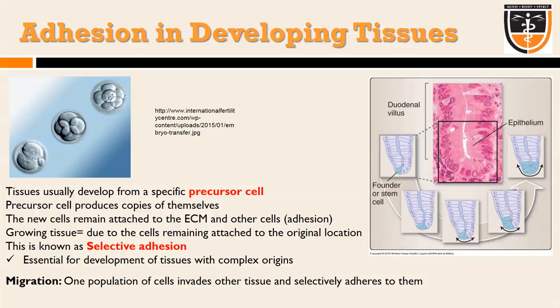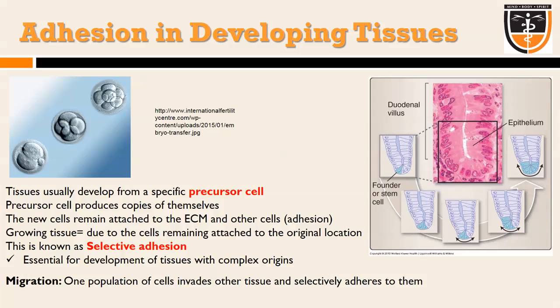This process of attachment of the cells to their place of origin is known as selective adhesion. That's how tissues form. Selective adhesion is also very important for the development of very complex tissues. The other function that is associated with developing tissues is migration.